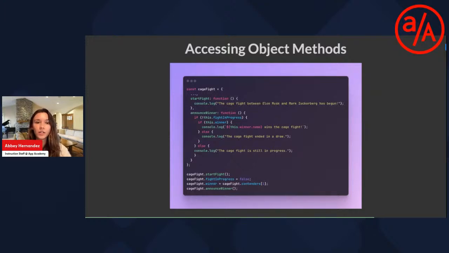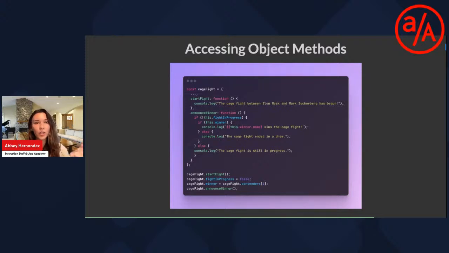Our announceWinner function is just a simple function that's checking to see if the fight is in progress or not. If the fight is in progress, then we're just going to console log that the cage fight is still in progress. So we can't actually say who the winner is yet. If the fight is not in progress, that means that the game is over. So we can check to see if there is a winner. If there is a winner, then we just want to print the winner's name. Otherwise, we can just console log that the cage fight has ended in a draw. Okay, awesome.